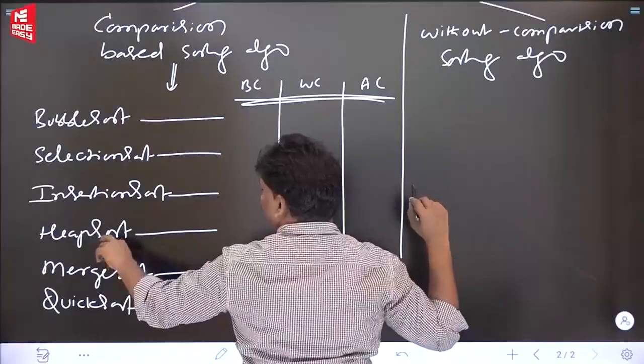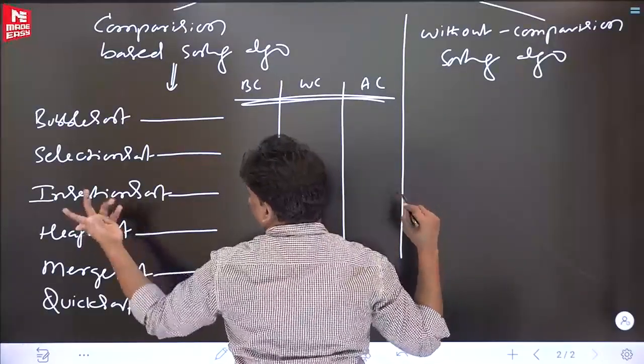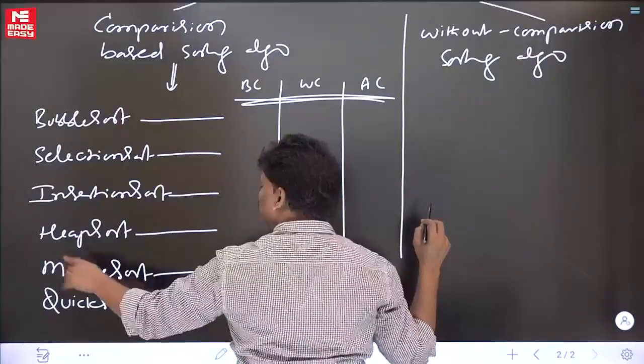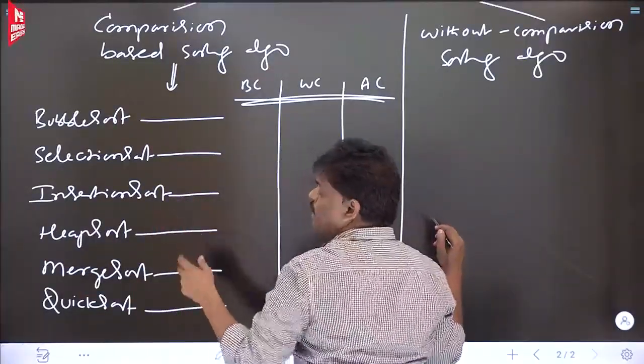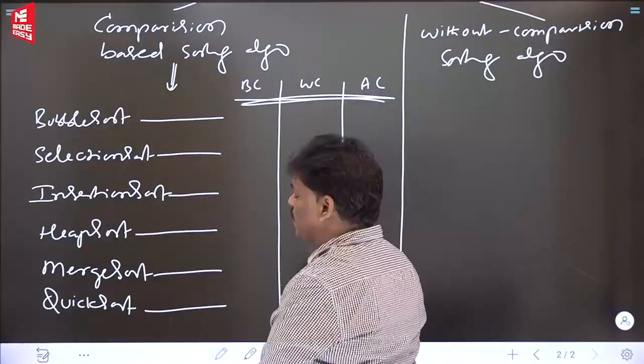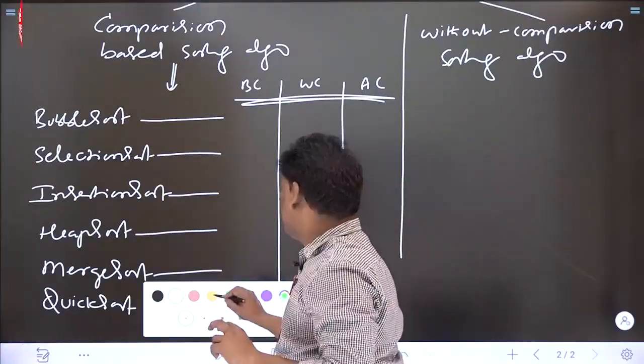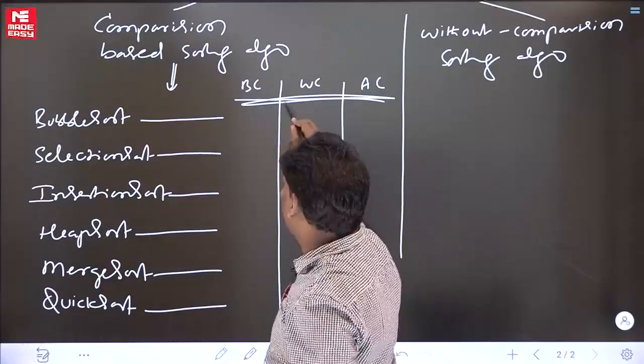Heap sort, whenever the build heap method is going on, you will compare. Whenever the max heapify procedure runs, you will compare. Merge sort, whenever the merge algorithm is going on, you will compare. Quick sort, whenever the partition algorithm is going on, you will compare. You know all these things. Only for namesake, whatever you remember, you give.